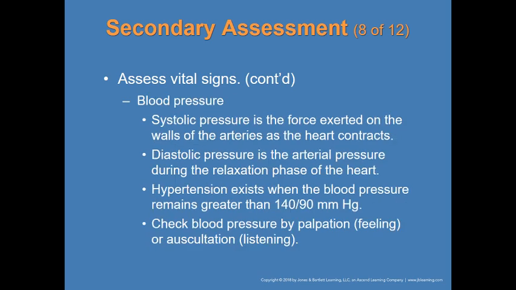The blood pressure. Systolic blood pressure is the force exerted on the walls of the arteries when the heart contracts. Diastolic is the same thing, but when the heart relaxes. If a patient has hypertension, their blood pressure always remains greater than 140/90. So that's when a patient has hypertension.